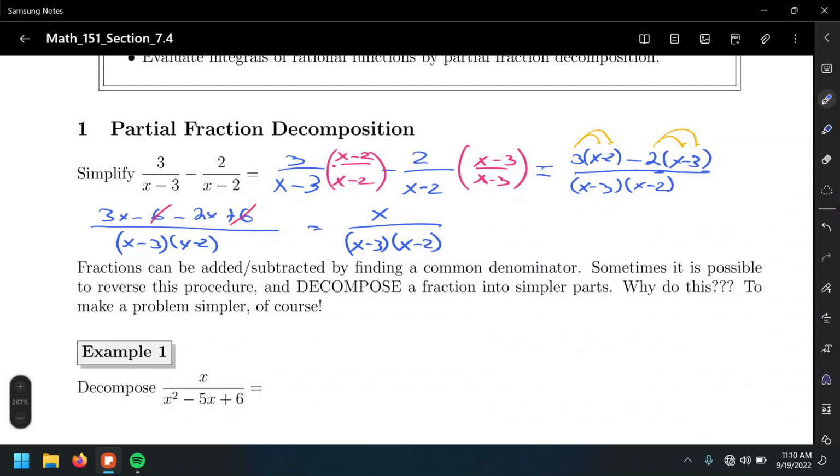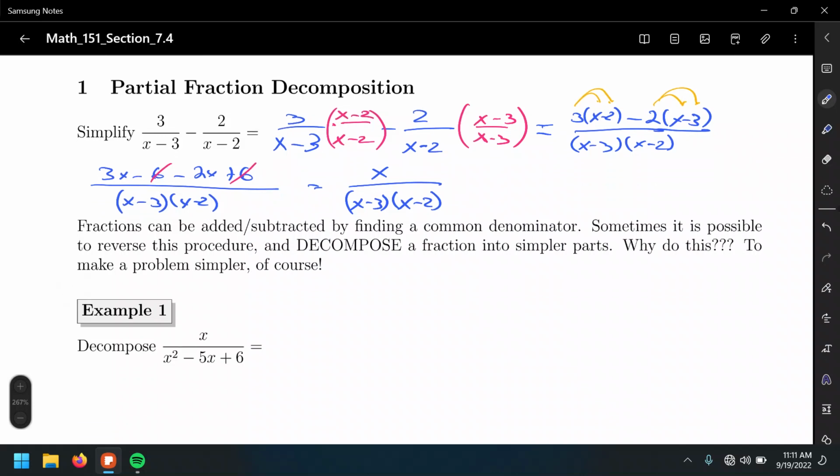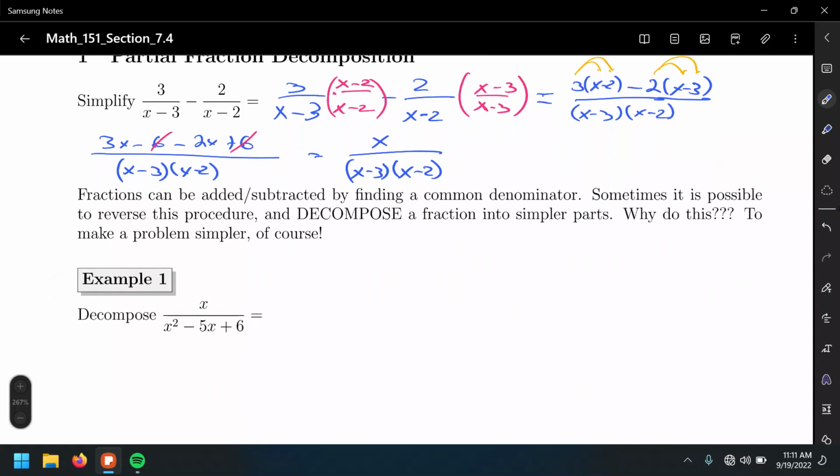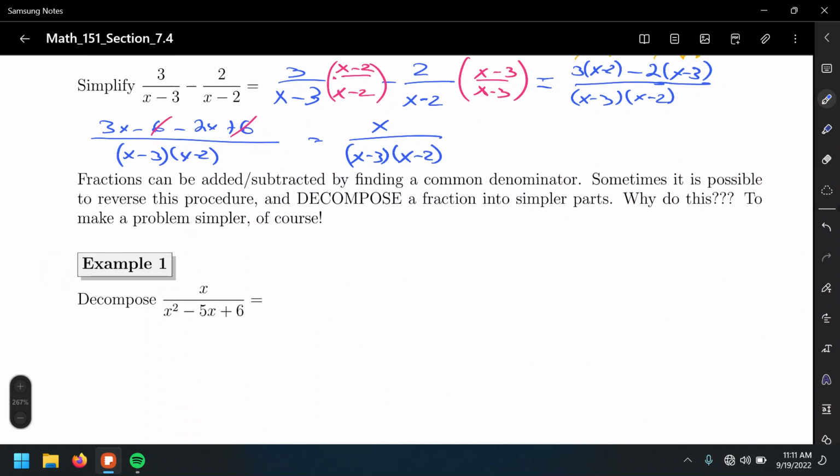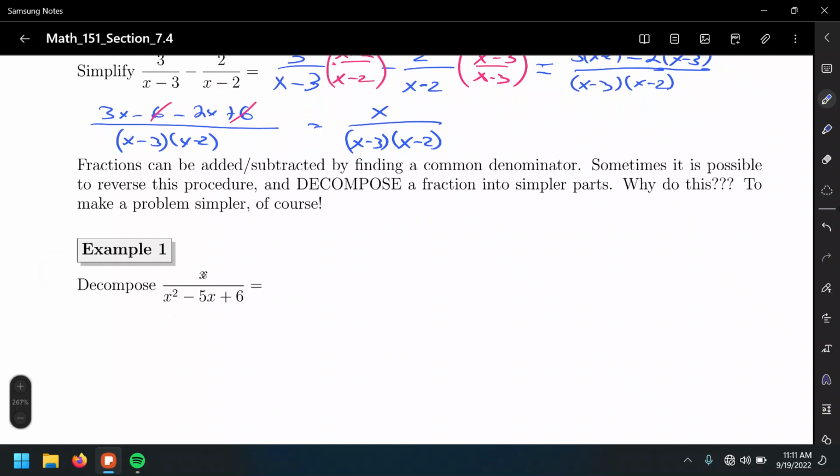So now in this topic, we're going to be given a compressed fraction, one big fraction, and we need to break it up into simpler fractions. That is partial fractions. We do this in order to integrate simpler terms instead of trying to integrate a crazy expression like that. Now, how do we go about the partial fraction decomposition? Let me do one example. Let's decompose x over x squared minus 5x plus 6.